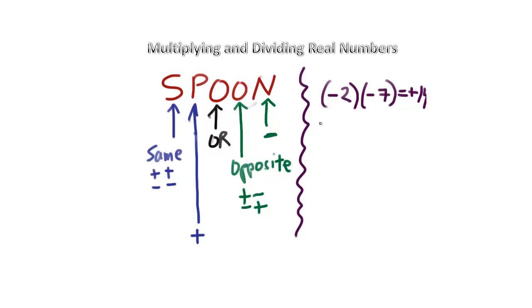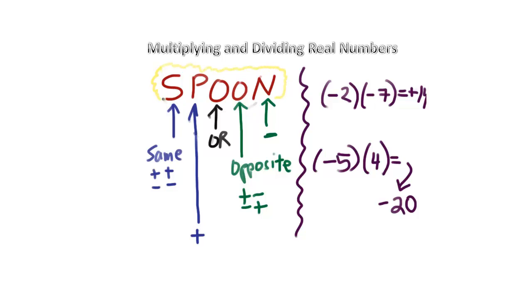Okay. And if I have, say, -5 times +4. Now it's a minus sign and a plus sign, so it's opposite, so it's going to be a negative. So the answer here will be a -20. Right? So if you remember SPOON, when you're multiplying or dividing real numbers, this will help you with identifying which sign to use. Right, so we can take a look at another example.